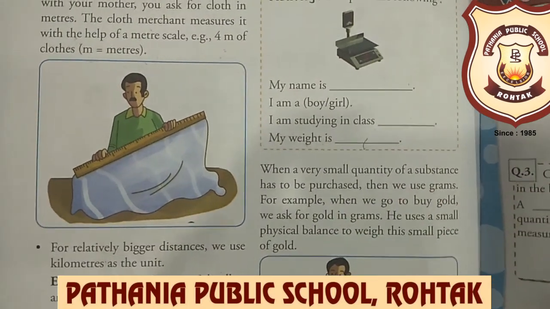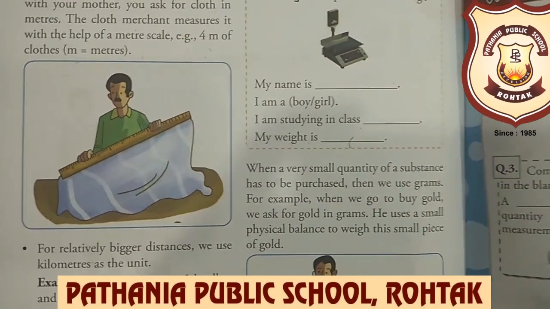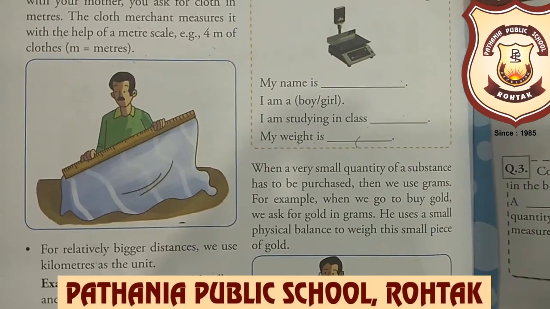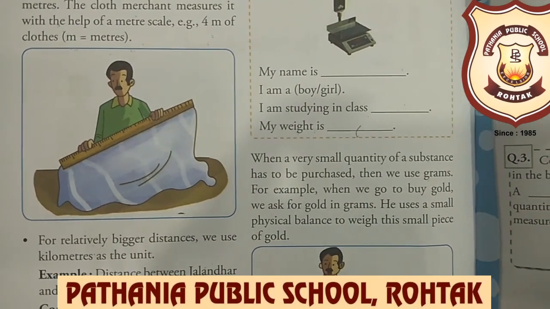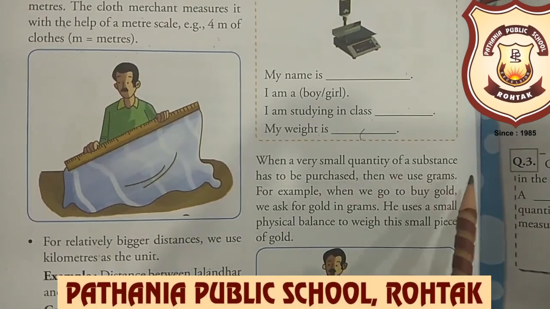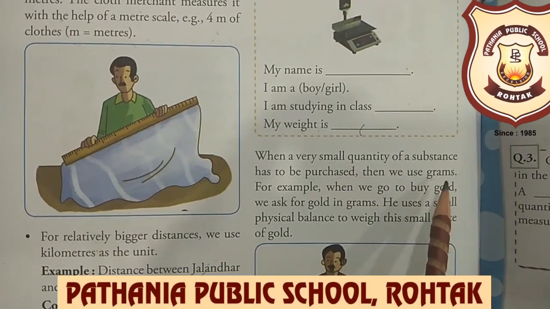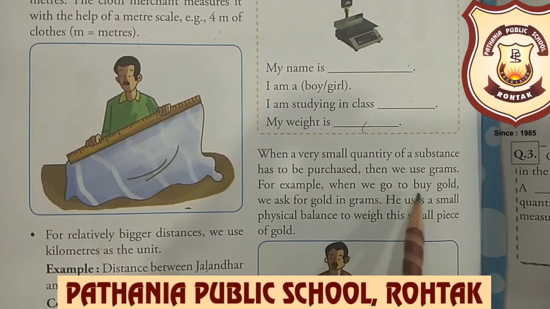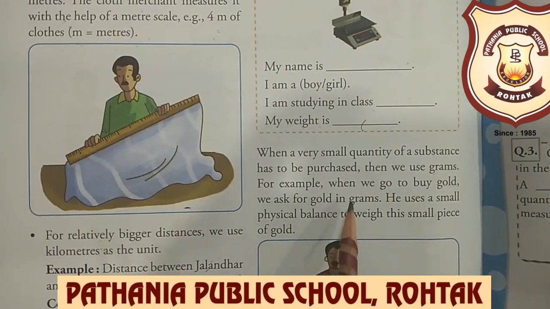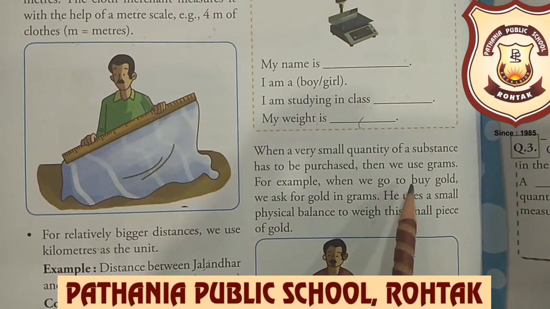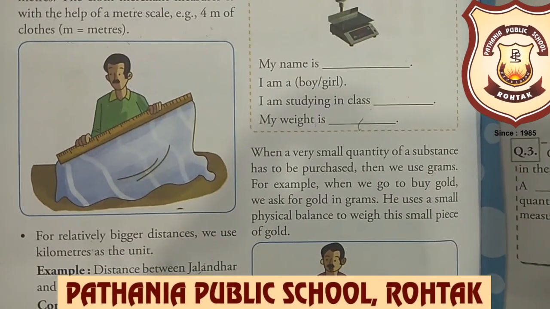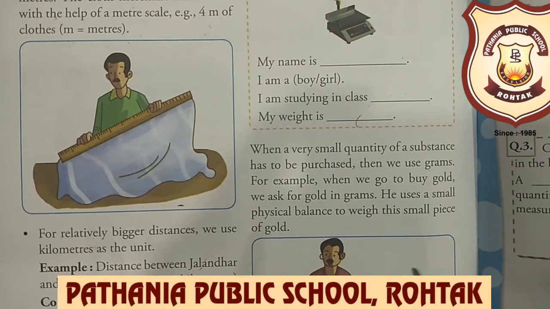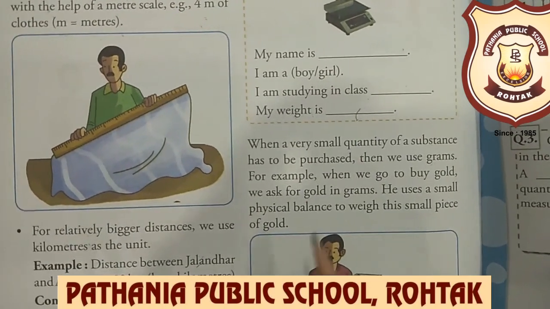Yes beta, when we need a very small quantity, like only one apple, one mango, or one potato, we measure things in grams. For example, when we go to buy gold, we ask for gold in grams, because we buy gold in small quantity.